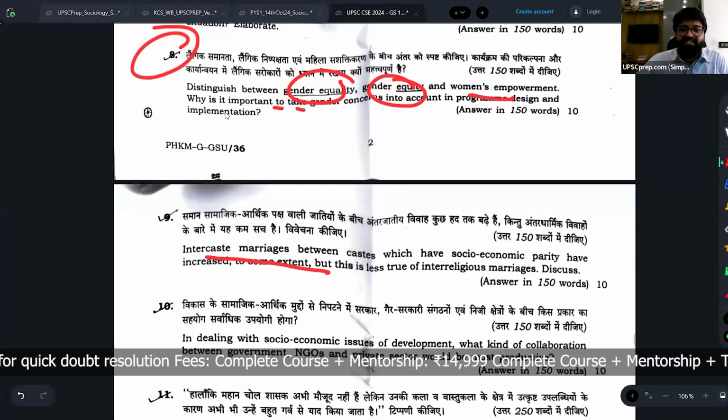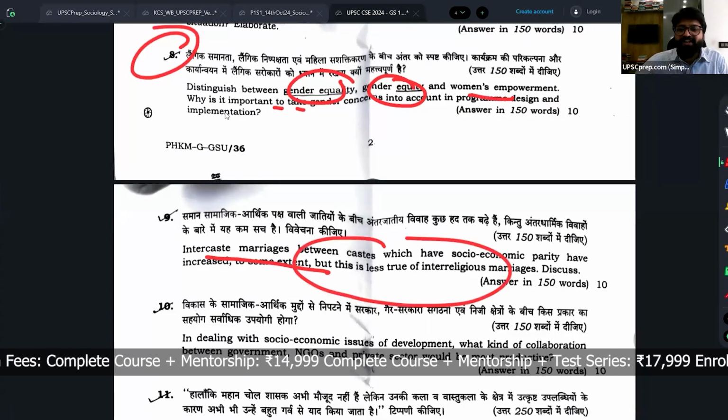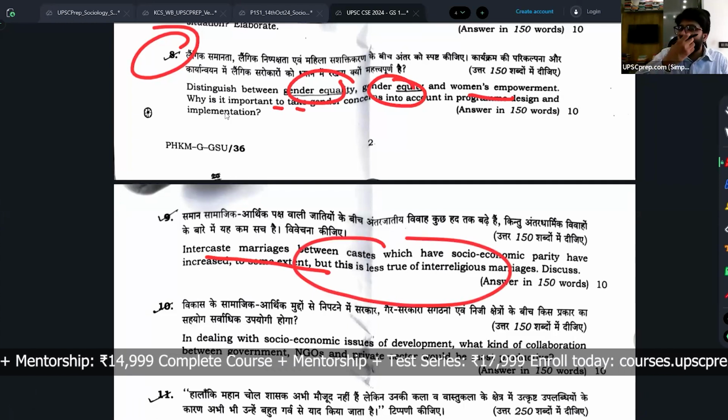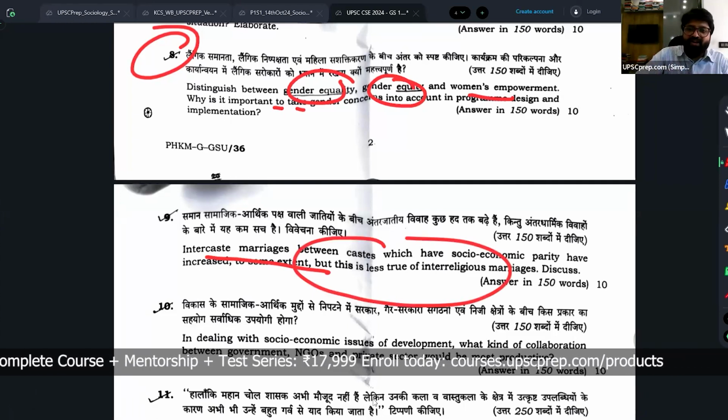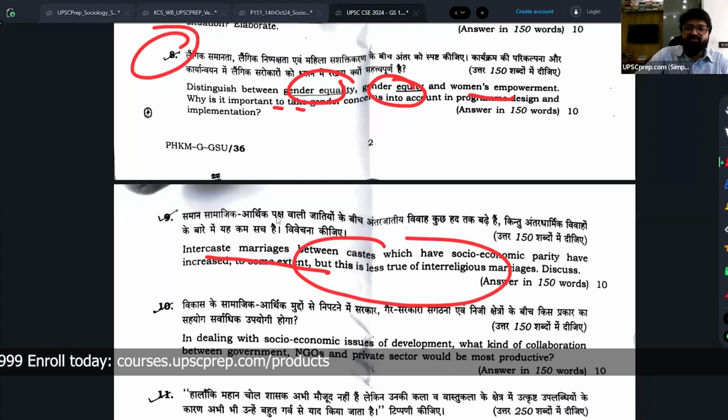Then intercaste marriages, interreligious marriages. Imagine how much time we spent on marriage. Again, I love the same thing. I've just closed it down. Where do we discuss marriage?